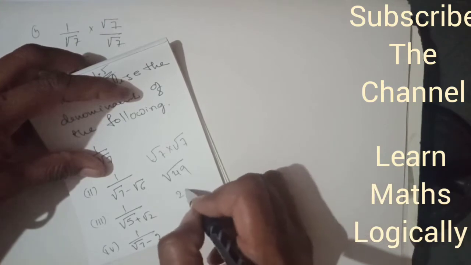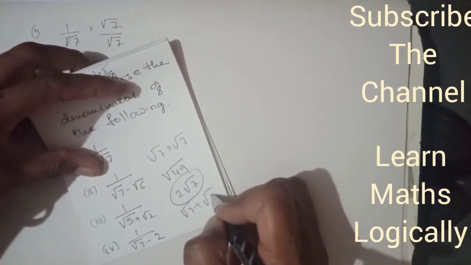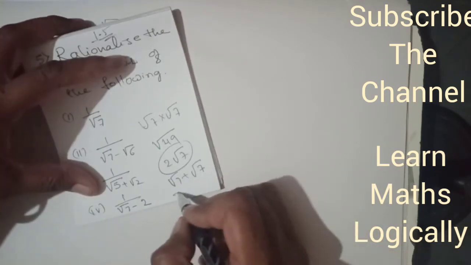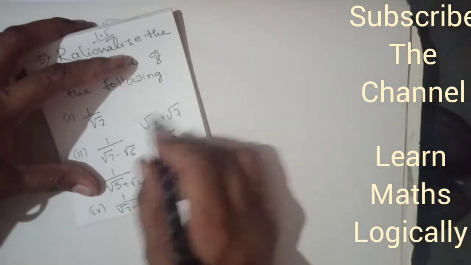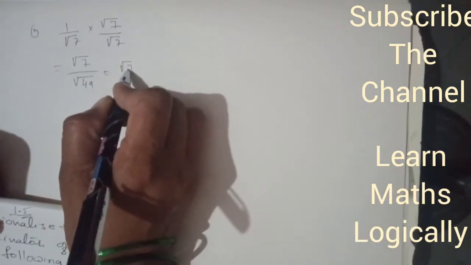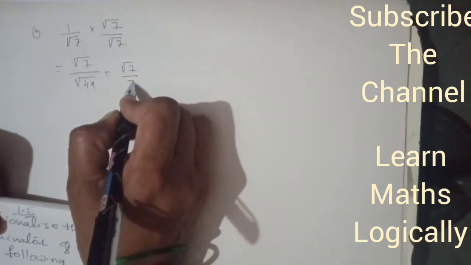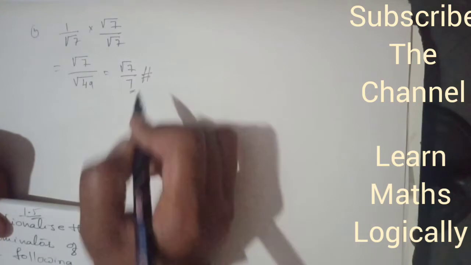It is not 2 root 7, children. Yes, if it is root 7 plus root 7, in that case it is 2 root 7. So avoid such confusions. This is equal to root 7 upon root 49, which is simply 7. So we have got the denominator as a rational number.